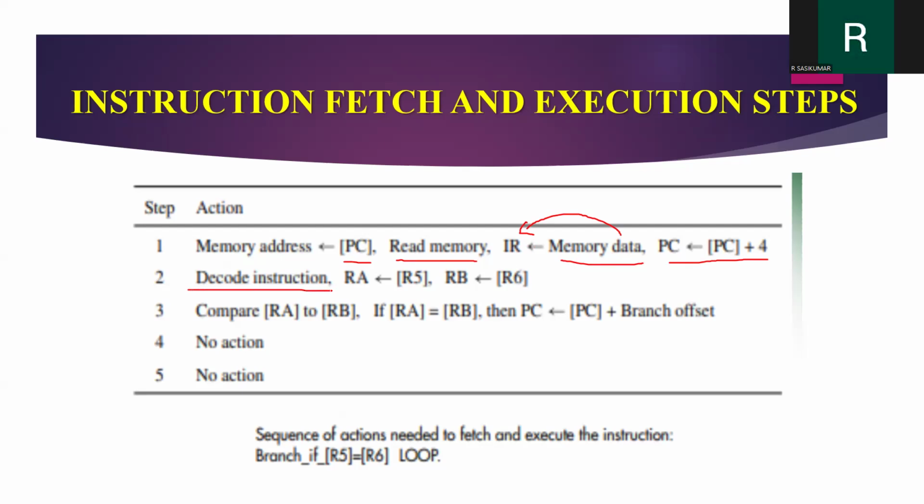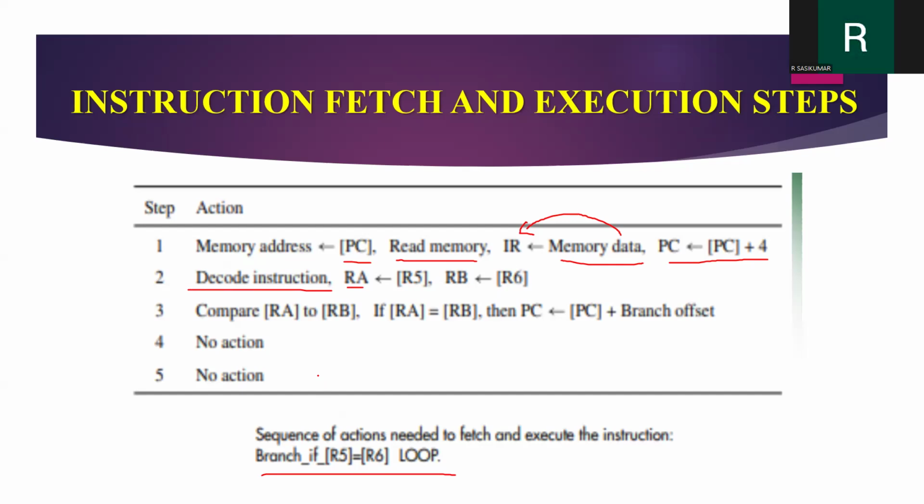After decoding, this is the instruction: branch if R5 equal to R6, then loop. If the content of R5 is equal to the content of R6, then the control is transferred to the loop statement. Otherwise, the control will be transferred to the next statement. So the content of R5 will be transferred to RA and the content of R6 will be transferred to RB. Now both RA and RB contain the values of R5 and R6. In the third step, we have to compare whether RA and RB are equal or not.